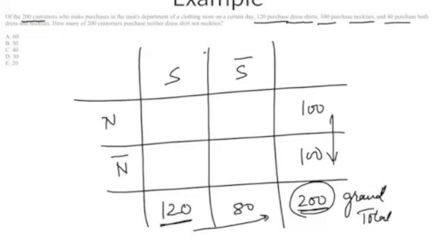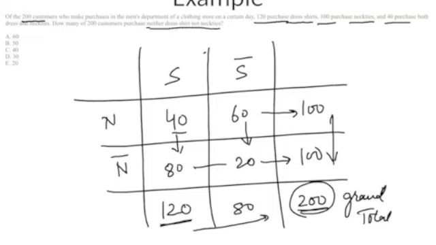40 purchase both. So this is both. So 40 plus 60 is 100. 40 plus 80 is 120. 60 plus 20 is 80. And 80 plus 20 is 100. What do we need? How many purchase neither dress shirts nor neckties? So this is neither. That's our answer, 20.